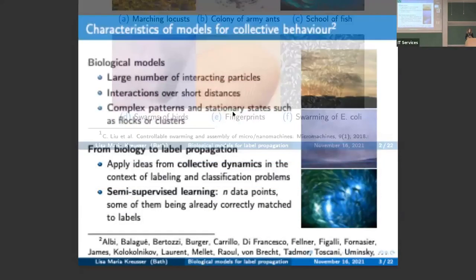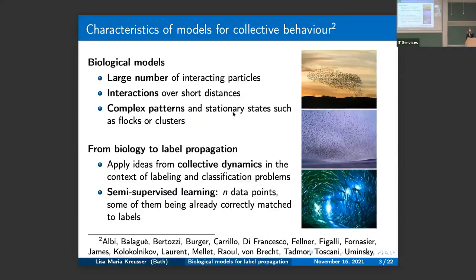Basically the idea is that while in biology we often have very large numbers of interacting particles where the interactions are generally over shorter distances, and we usually have rather complex patterns as the result of stationary patterns which occur, we can use similar ideas which arise in those biological models also for label propagation.